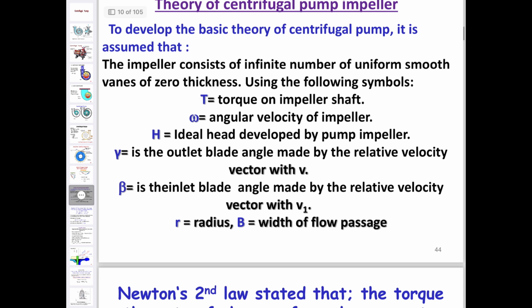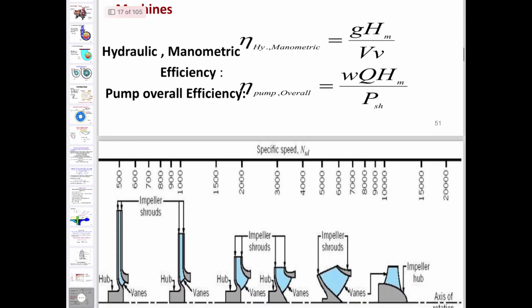Theory of centrifugal pump impeller. To develop the basic theory of centrifugal pump, it has an assumption that the impeller consists of an infinite number of uniform smooth vanes of zero thickness, using the following symbols: T for torque on impeller shaft, W for angular velocity of impeller, H for ideal head developed.